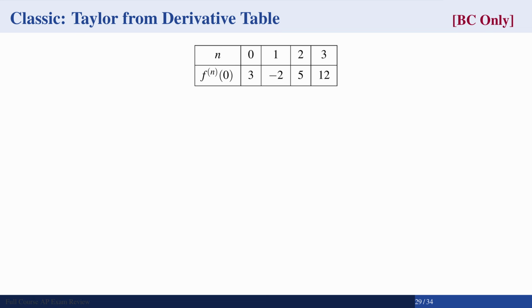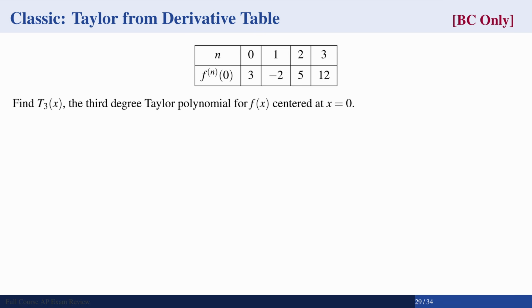Be on the lookout for that. Another exceptionally common type of problem is to find a Taylor series from a table that gives you a bunch of derivatives. So here's our table. We want to find the third degree Taylor polynomial.